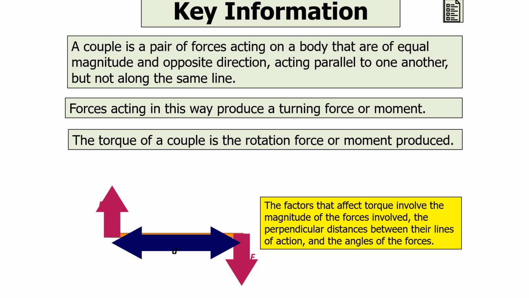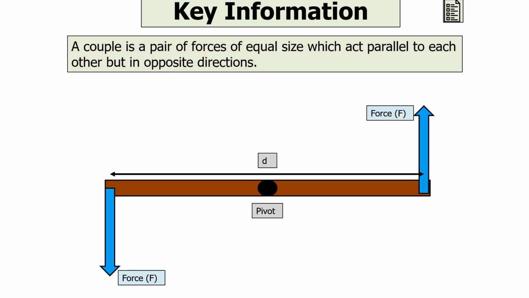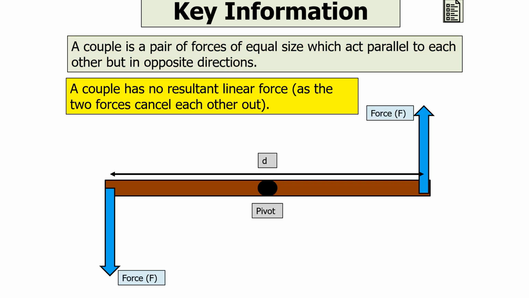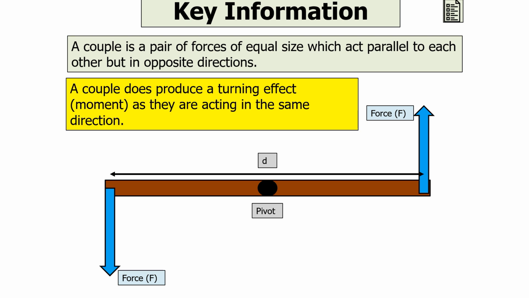The factors that affect torque involve the magnitudes of the forces involved, the perpendicular distances between their lines of action, and the angles of the forces. So we can say that a couple is a pair of forces of equal size which act parallel to each other but in opposite directions, as you can see in the following diagram. As we mentioned before, a couple has no resultant linear force, as the two forces cancel each other out. So due to Newton's second law of motion, F equals ma, this object would not actually accelerate. A couple, however, does produce a turning effect or moment, as you can see in the following diagram.